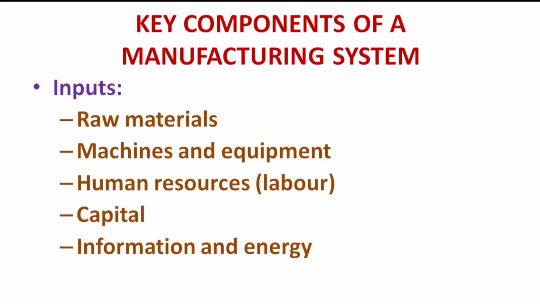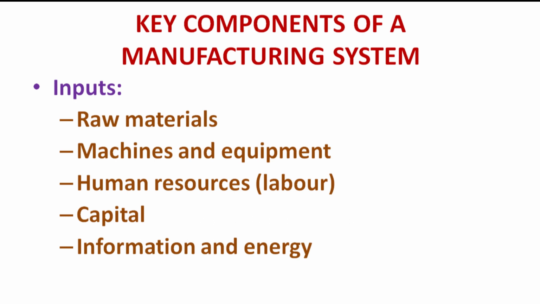So first we will understand what are the key components of a manufacturing system. There are various types of components. First we will understand the input, just like raw material. Raw materials means, if I am taking the example of a bakery, then the flour or any other ingredient which we are going to mix in making the bakery item or the cake, that is called the raw material. Then machine and equipment, there are various types of machines which are used, just like pressing machines or cutting machines, they all come under the machines and the equipment.